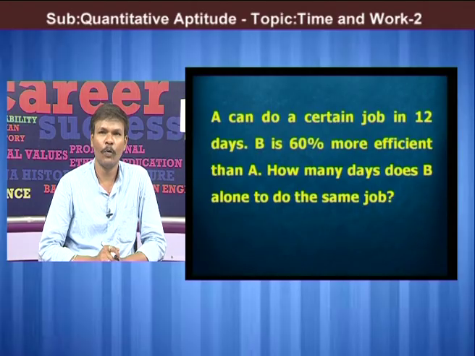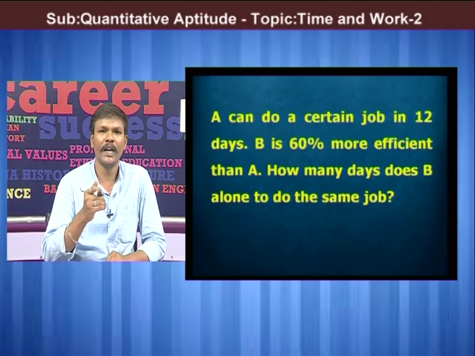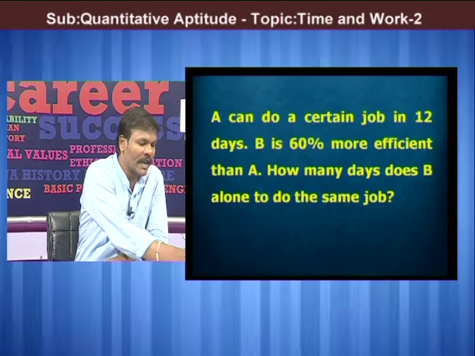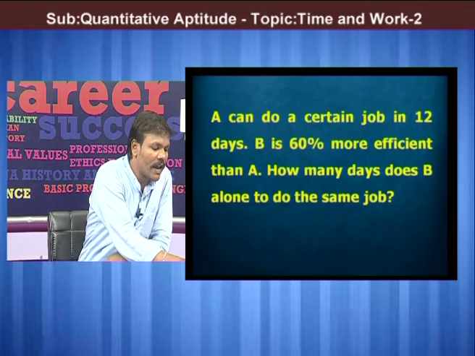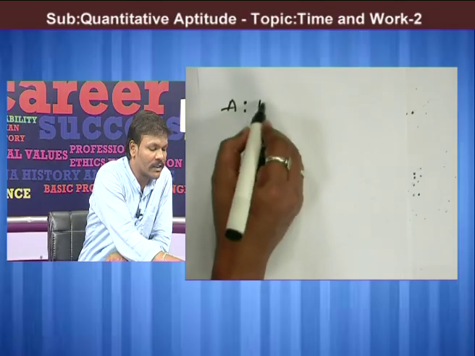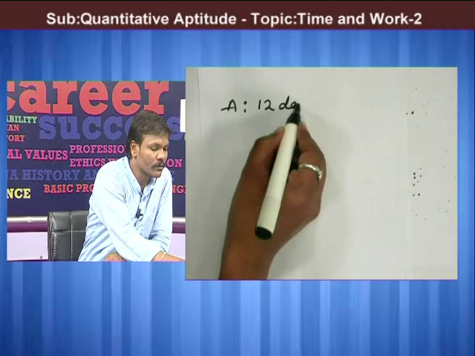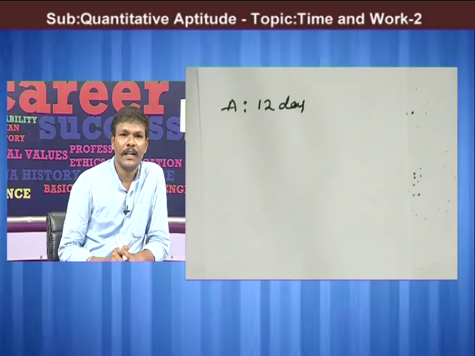What do we have? The question is, A can do a certain job in 12 days. B is 60% more efficient than A. How many days does B alone take to do the same job? What do we have? A's working days. A is working for 12 days. Next one is, B is 60% more efficient.